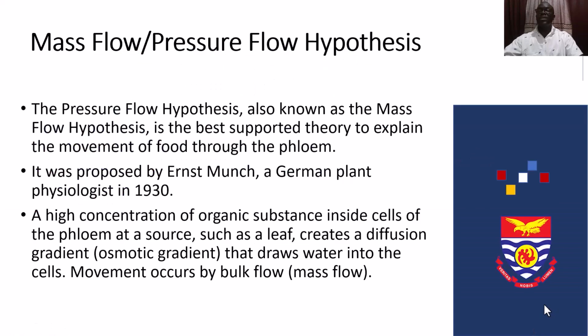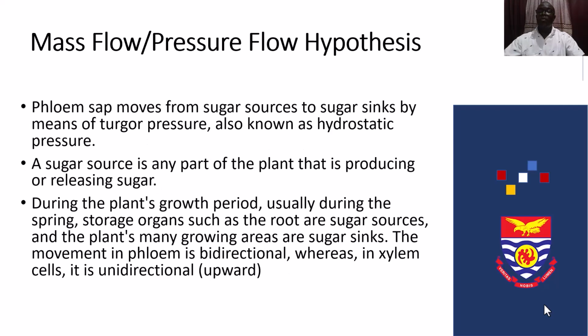The pressure flow hypothesis, also known as the mass flow hypothesis, is the best supported theory to explain the movement of food through the phloem. It was proposed by Ernst Münch, a German plant physiologist, in 1930. A high concentration of organic substance inside cells of the phloem at a source, such as a leaf, creates a diffusion gradient that draws water into the cells. Movement occurs by bulk flow.